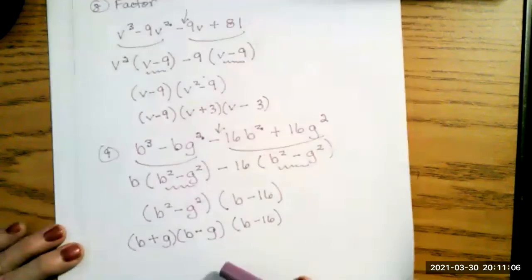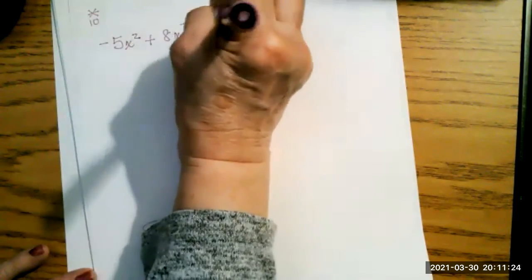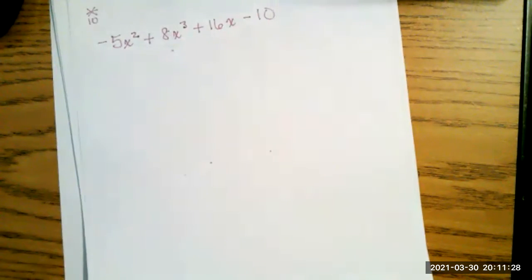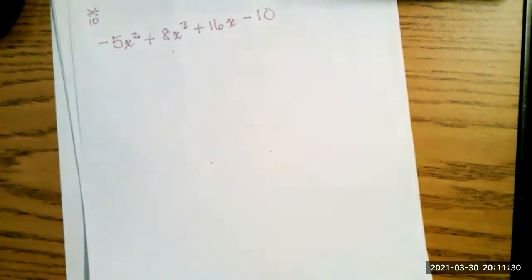Let's do at least one more. Okay, just one more. There's only 2 more. But let's do this number 10. 10 is a stinker, so let's look at it. Negative 5x squared plus 8x cubed plus 16x minus 10. This one's a little bit different than the others we've done.